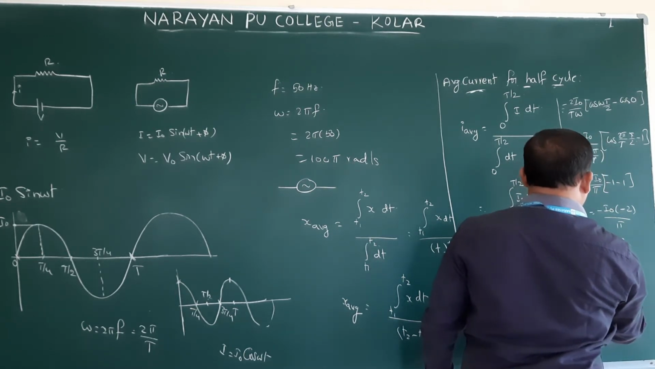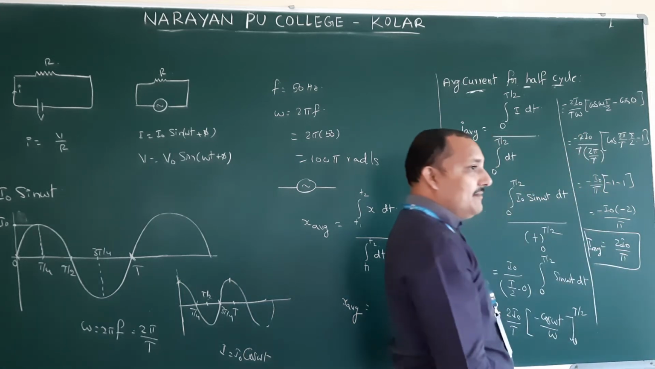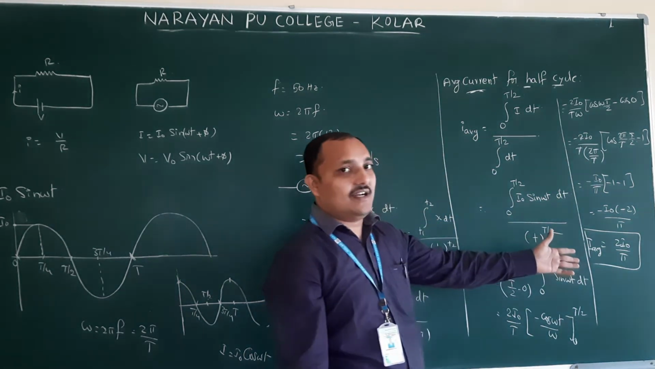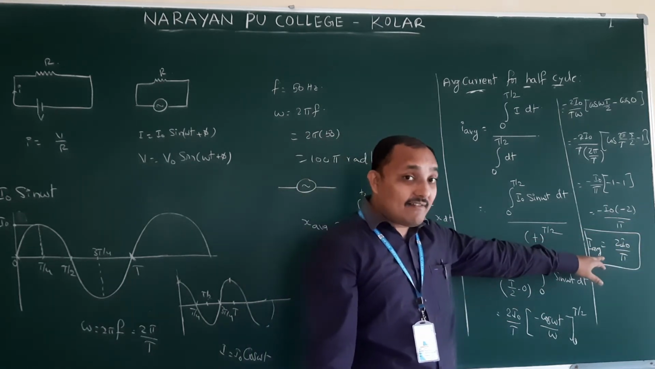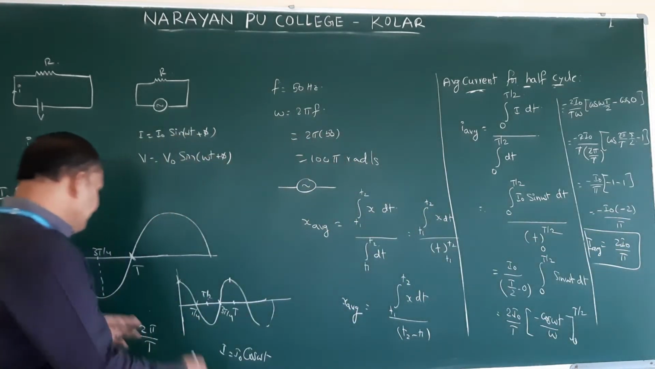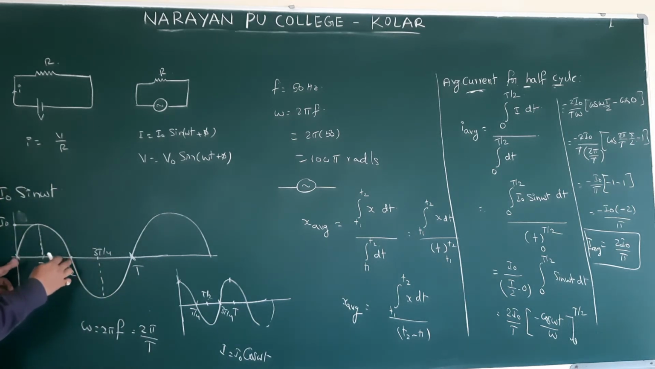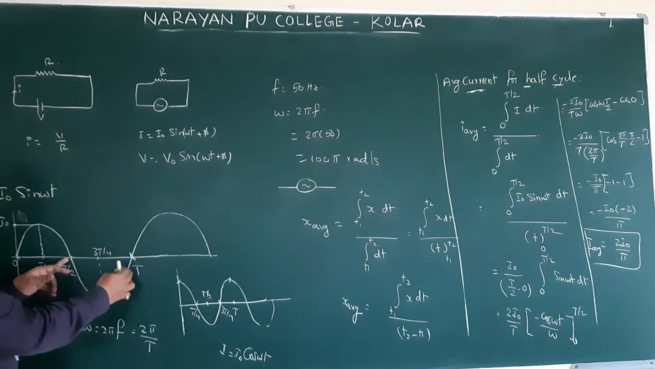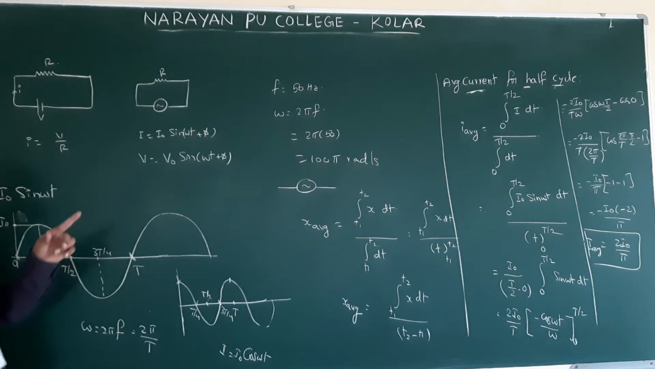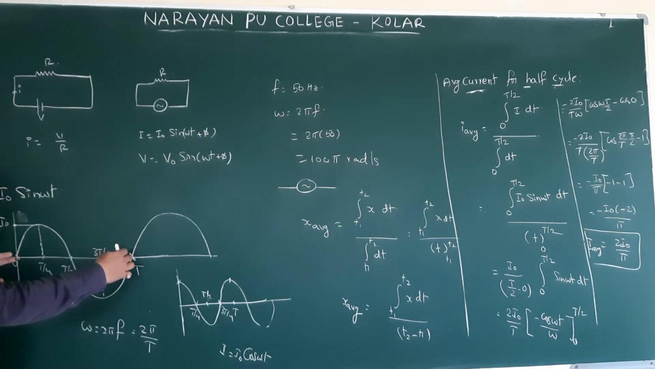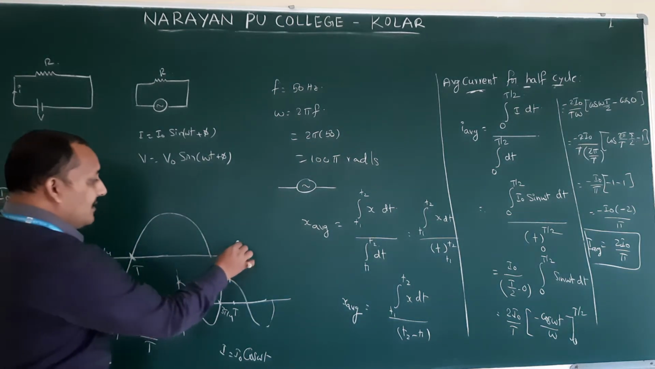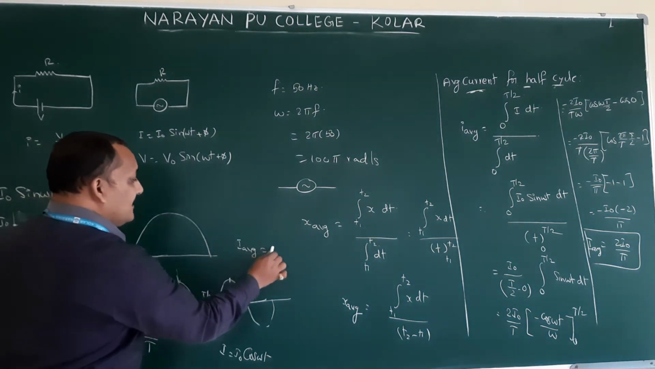So this is the average value. Do you remember we started alternating current with this equation only: average value, RMS value. Now this is the average value for the positive half cycle. What will you get for the negative half cycle? The negative half cycle gives the same magnitude, but minus 2 I naught by pi. Therefore, for the total time period, the total average current for one complete wave is I average equal to 0.